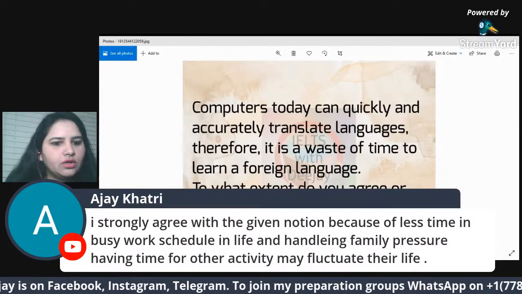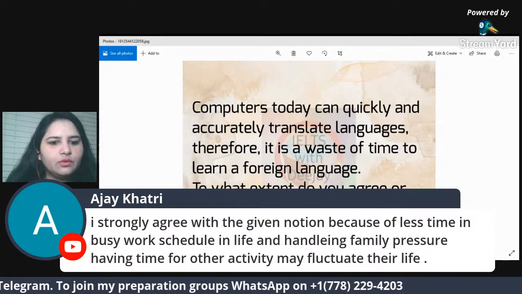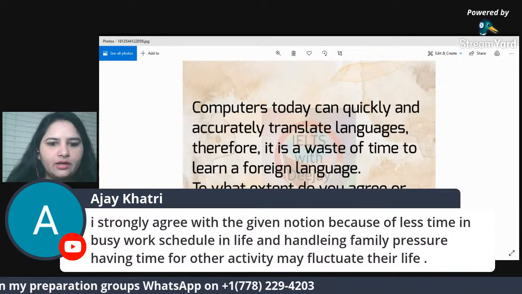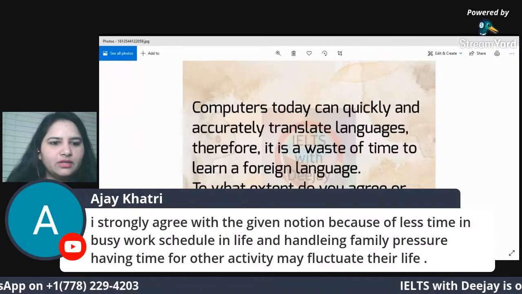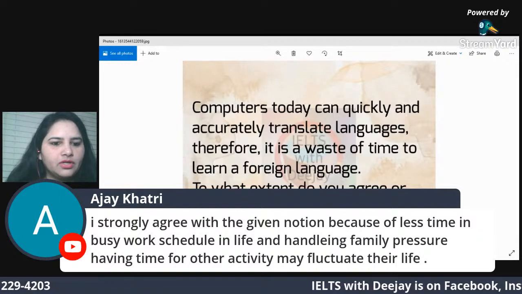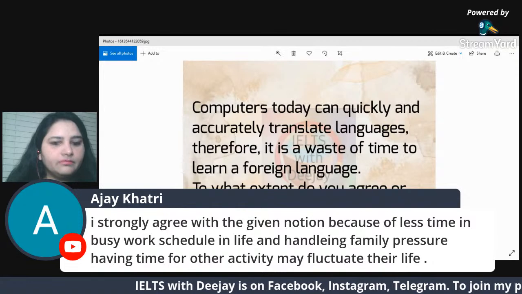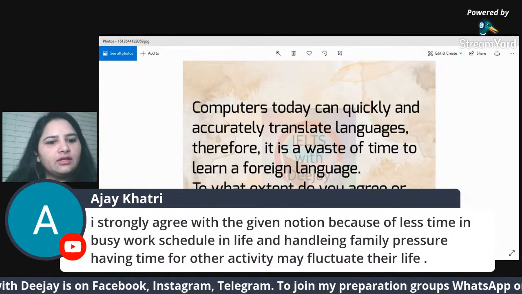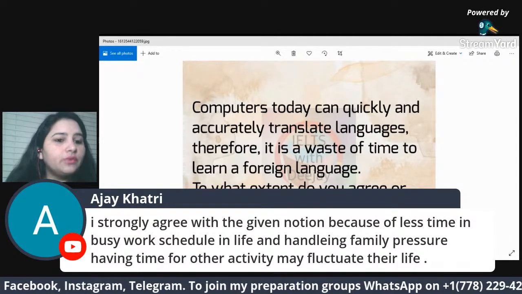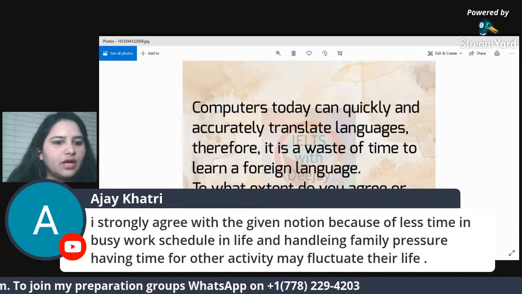Okay. I strongly agree with the given notion because of less time in a busy work schedule in life and handling spellings. Family pressure, having time for other activity may fluctuate their life. You can say that because, yeah, when we are getting the translation, there is no need to learn.